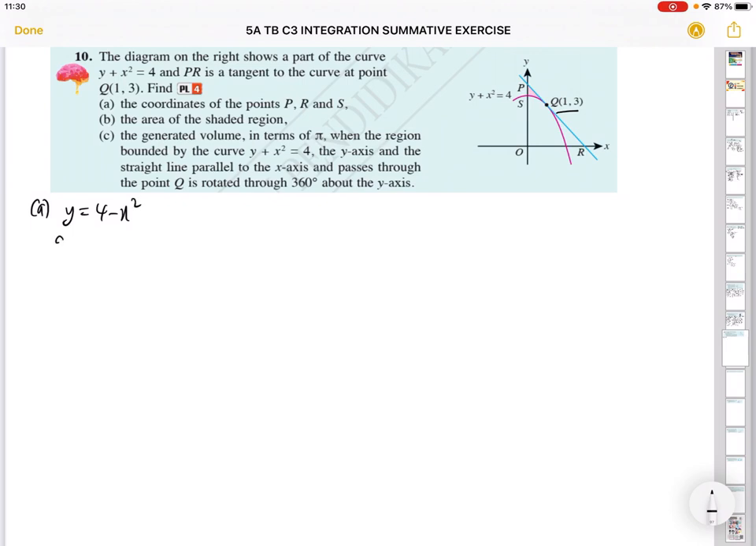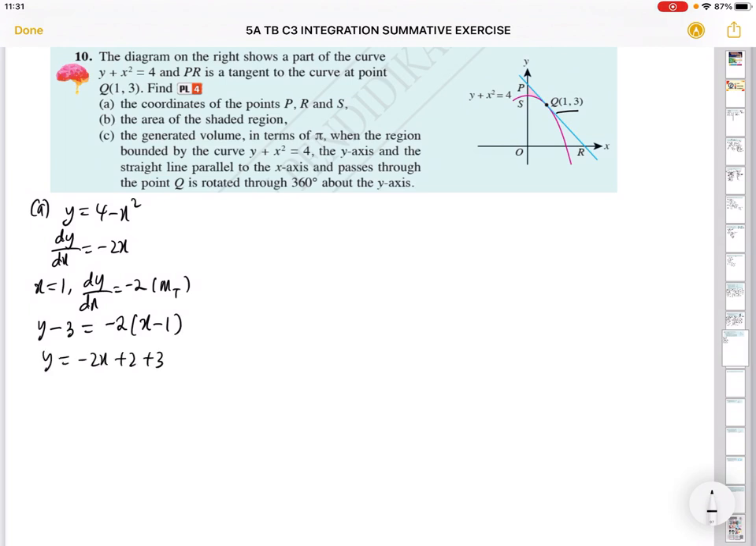At point Q, your x is 1. Your gradient is negative 2. Now, this represents the gradient of the tangent. So, to form the equation of the tangent, remember we use y minus y1. My y1 is 3. Gradient of the tangent is negative 2. x minus x1, x1 is 1. So my y is minus 2x plus 2 plus 3. y is minus 2x plus 5. Since my y-intercept is 5, yeah, my y-intercept is 5. So P is (0, 5).